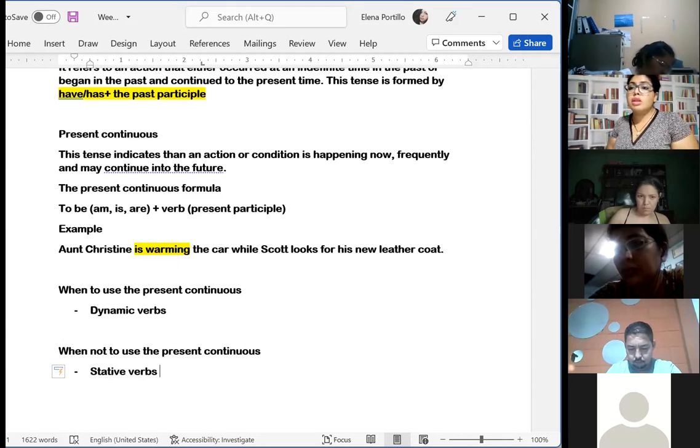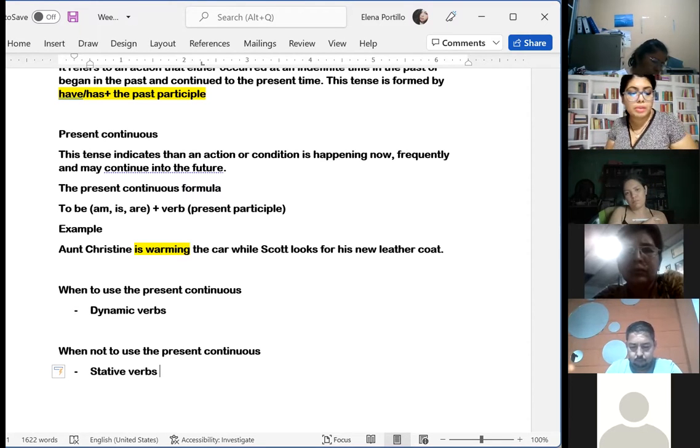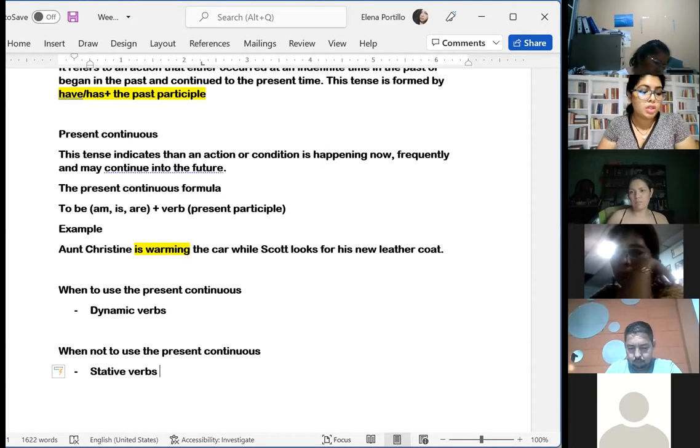The dynamic verbs are those verbs that explain an action or a process, and we can use them to show that because they are performing something, they are performing an action. But the stative verbs are verbs that don't show an action. In this case, it's talking about emotion, possession, and thought. And none of these should use the present continuous form.